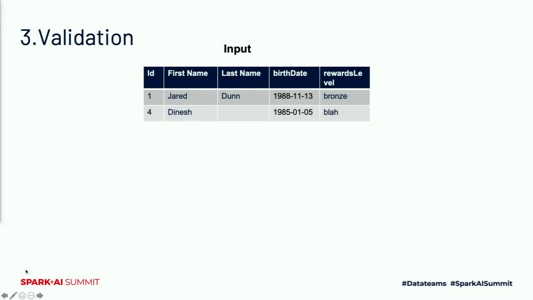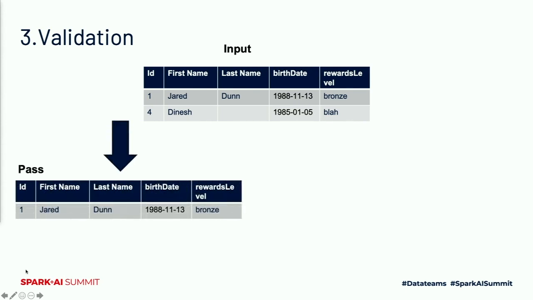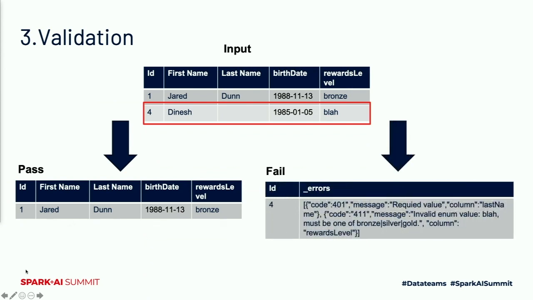The third stage is validation. So now the input here is going to be the target data frame, but now we have some invalid data we need to also filter out. And we can see that it's the second row here with ID4 that's invalid. The reason is because of the rewards level field that has an enum constraint. So that value needs to be one of bronze, silver, or gold.